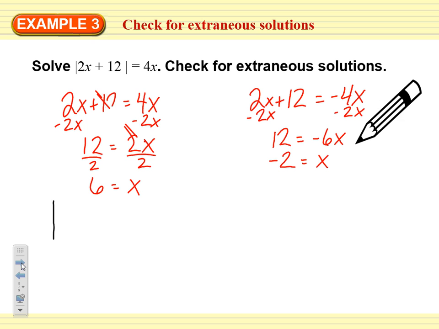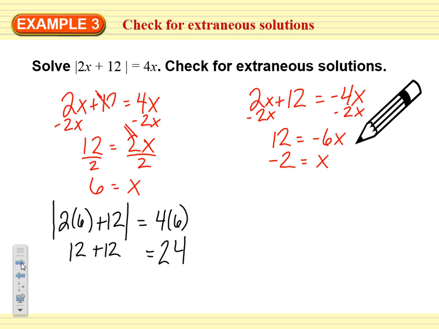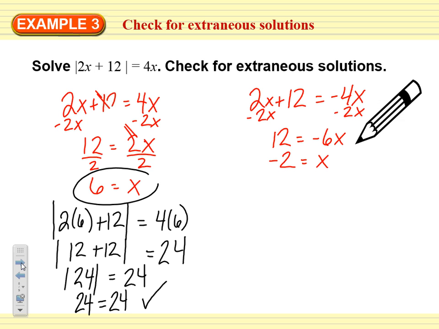I'm going to plug this 6 back in. 2 times 6 plus 12 in absolute values, and 4 times the 6. I'm going to work out each side and make sure that they are in fact equal. 4 times 6 is 24. This is 12 plus 12. Absolute value of 24. Yes, the absolute value of 24 is 24. So both sides are in fact equal. The 6 checks. It's a good solution.